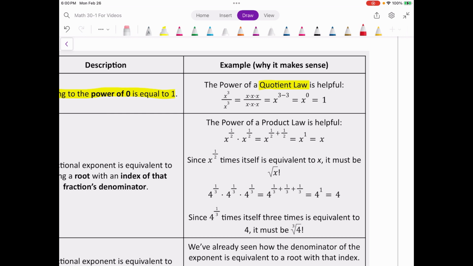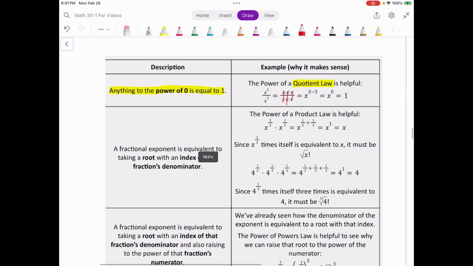Look at these cancellations. x over x is 1, x over x is 1, x over x is 1. So I had x multiplied by itself 3 times, but then divided by x multiplied by itself 3 times. So we had x to the power of 3, but we have to subtract off the 3 because of those divisions as well, leaving us with x to the power of 0. And that's why anything to the power of 0 is 1.